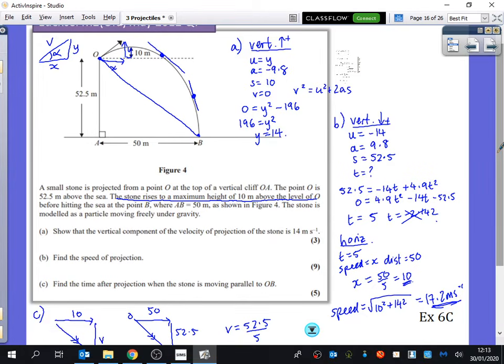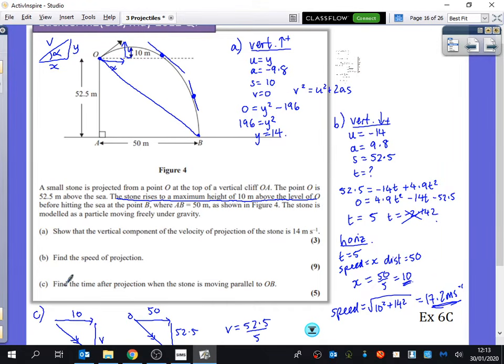It said, find the time after projection when the stone is moving parallel to OB. Well, every tangent to this curve, if you drew a tangent to the curve, that is actually the direction that the stone is moving in. So at the top here, this diagram is going to get pretty complicated, but if I drew a tangent there, at the very top of it, it is just moving horizontally, which makes sense because there's no vertical speed.